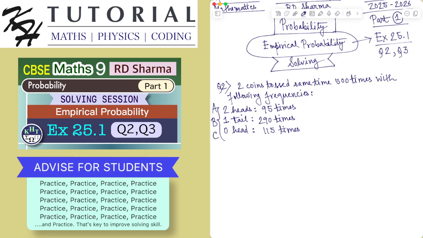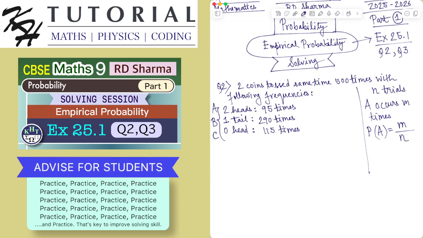Okay, now since this problem is purely based on empirical probability, here is a little concept: if n trials of an experiment are performed, and event A occurs m times, then the empirical probability of A, that is P(A), we define as the number of times the event A occurred, which is m, divided by the total number of trials.